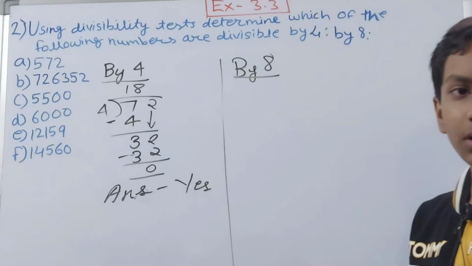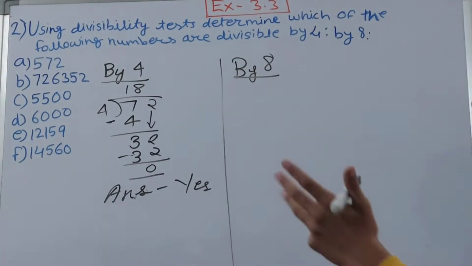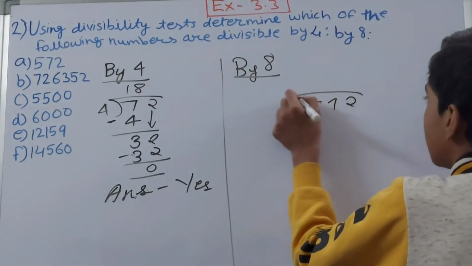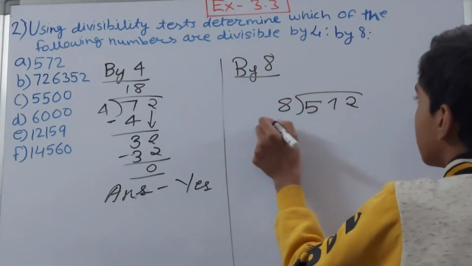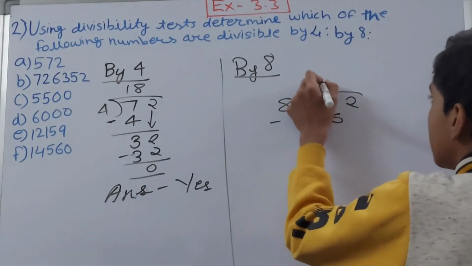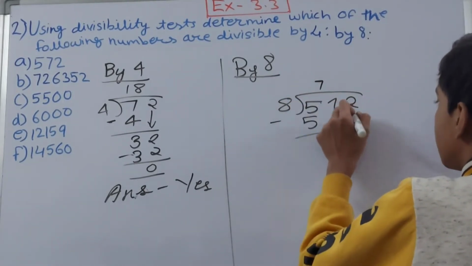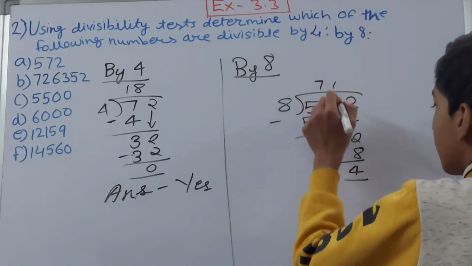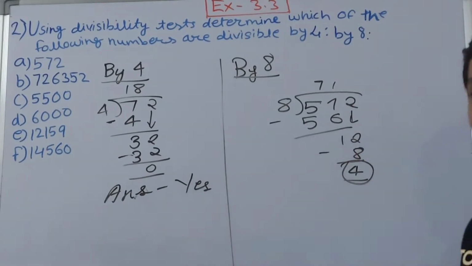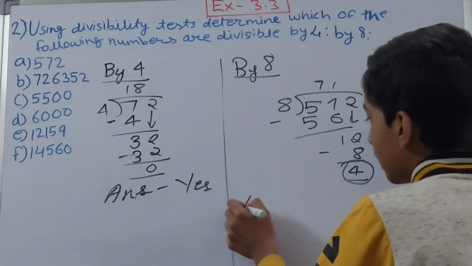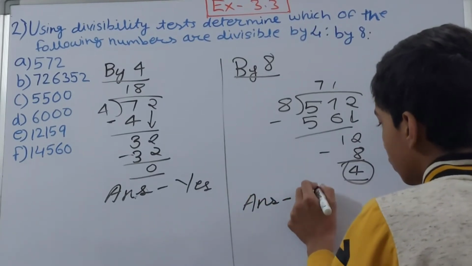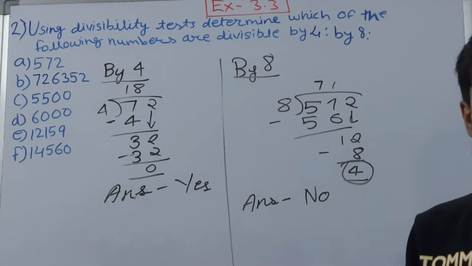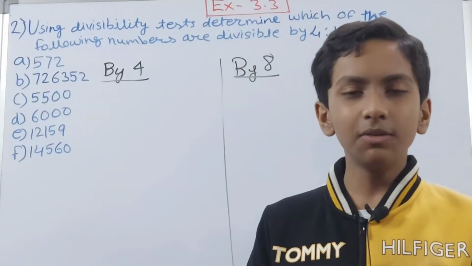For 8, we take the last 3 digits of the number. Here we have only 3 digits in this number, so we divide 572 by 8. 8 times 7 is 56, minus 56, you bring this 2 down, 8 times 1 is 8, and we are left with 4. So this number is not completely dividing, right? That means the answer will be no. The last 3 digits are not divisible by 8, so the whole number will not be divisible by 8. Next, we move on to the next number.